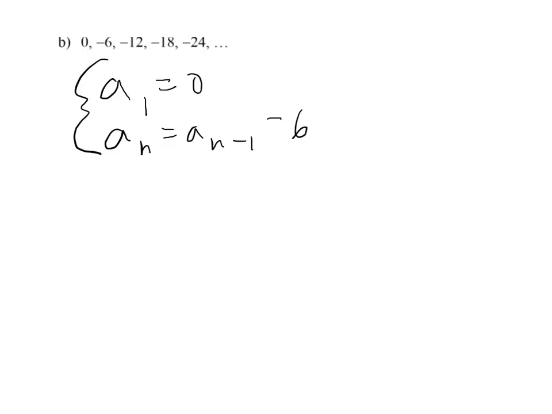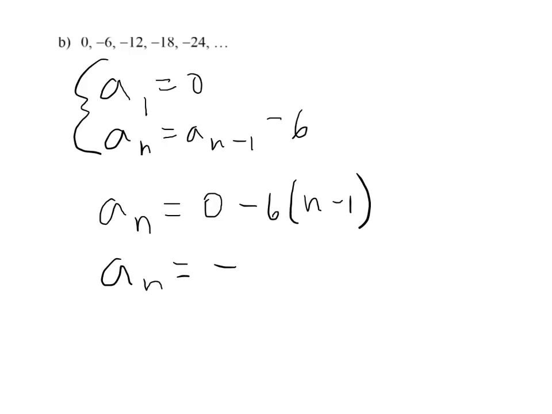The nth term formula, or the explicit formula, would be a sub n equals 0, which we really don't have to write, plus, I'm going to write negative 6, minus 6 times n minus 1. If we wanted to write that in simplified manner, we could write negative 6n plus 6. Either one of these is the nth term, the explicit formula.